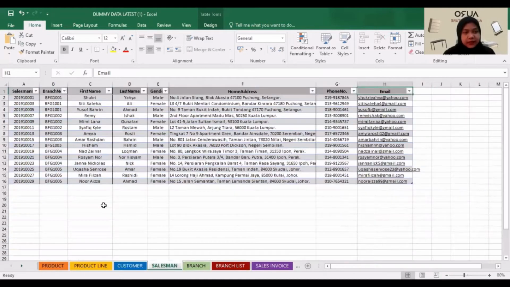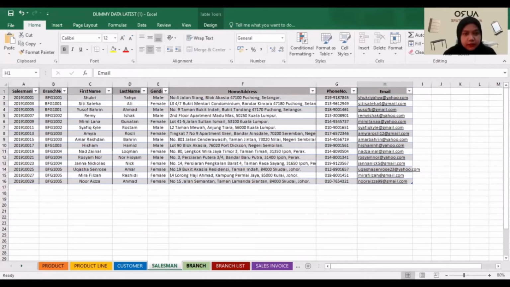Next is salesman table. Here we have salesman ID, branch number, first name, last name, gender, home address, phone number, and also email. We have 15 salesmen in total, which is every branch has 3 salesmen.